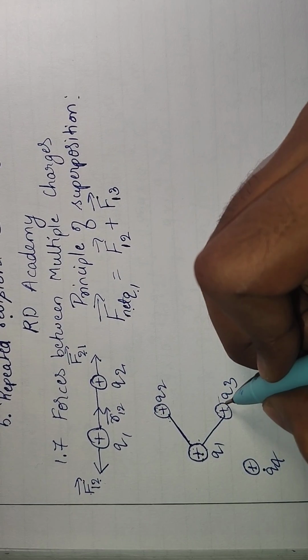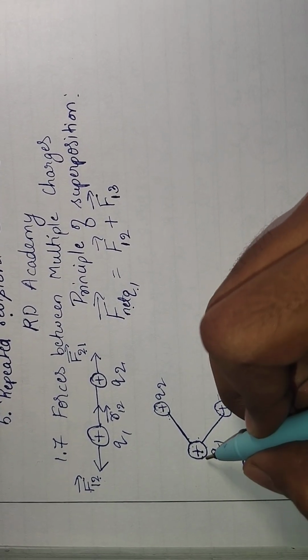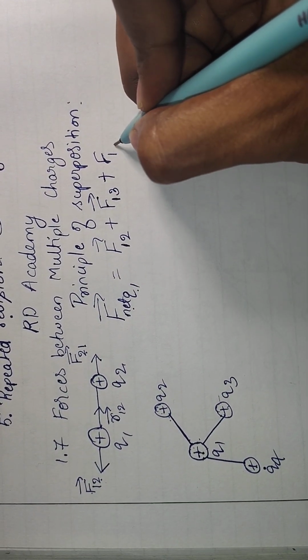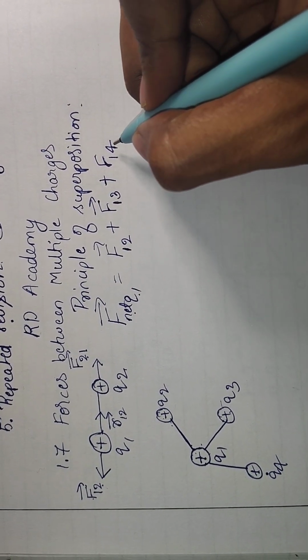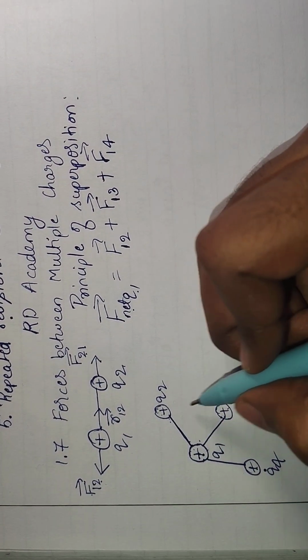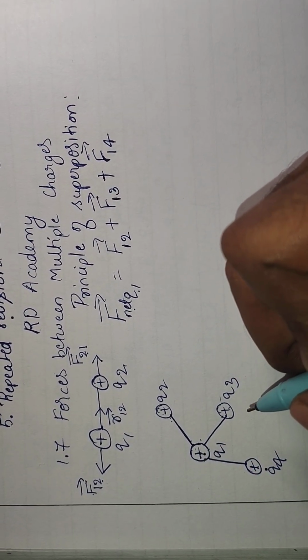Similarly, ignore Q2 and Q3 now. Deal with only Q1 and Q4. Now you will have force acting on charge Q1 due to the presence of charge Q4. This is the last term. So now here I have taken only a 4 charge system.